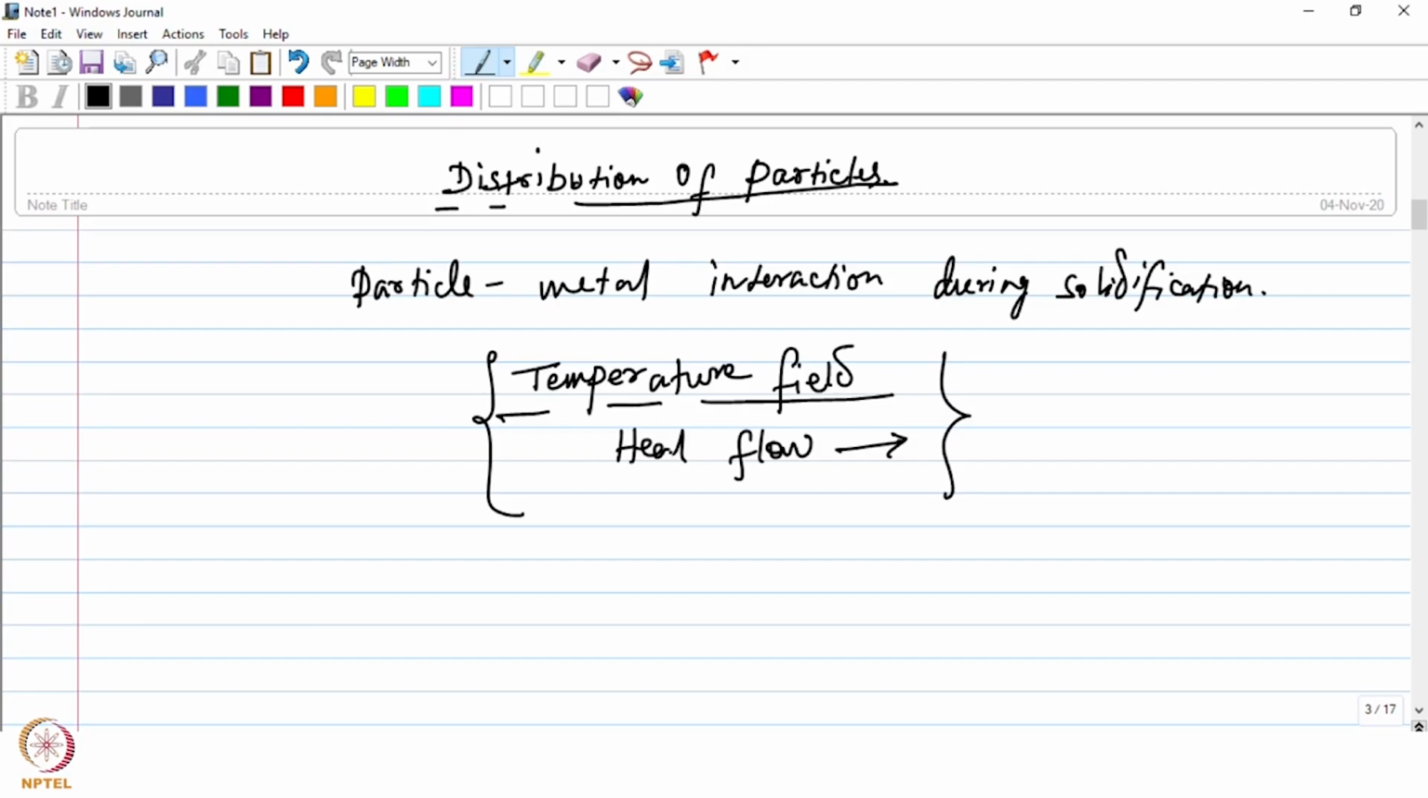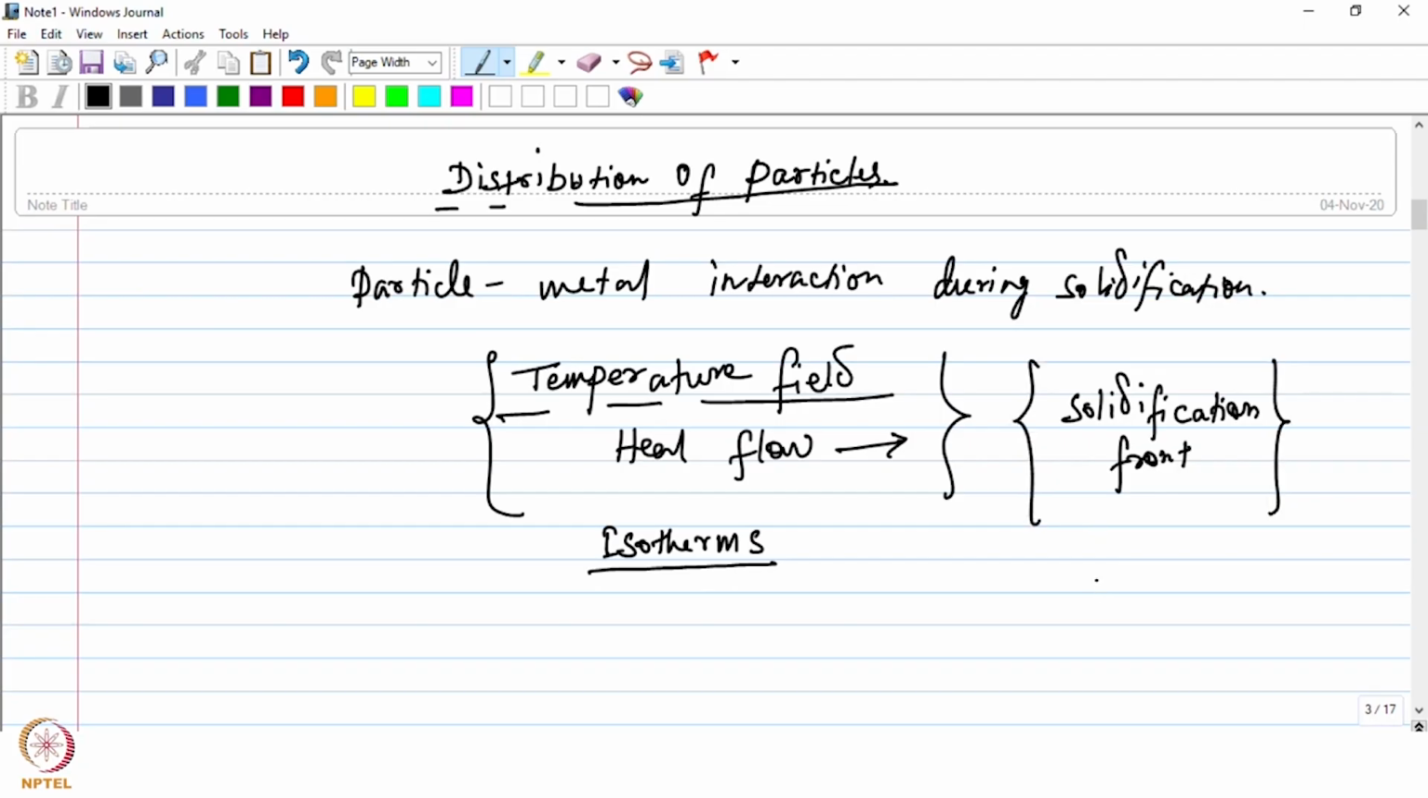Okay. So how this temperature field will vary, if you need to see that, you'll have to look at the isotherms, the temperature isotherms, especially the isotherms of the melting point of the matrix material. So when you extract the heat, the solid phase will form. So you will have a solidification front which grows around the liquid. And how this solidification front interacts with the particles will decide their distribution. Okay. So if the particles are pushed by this solidification front, then it will lead to clustering or agglomeration of particles.